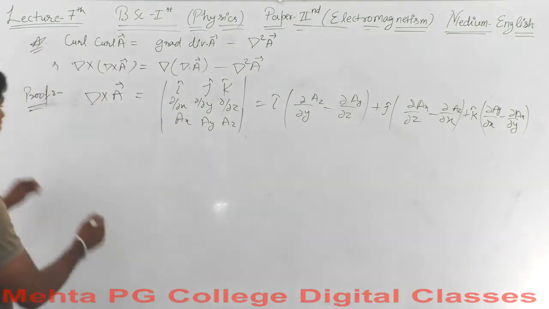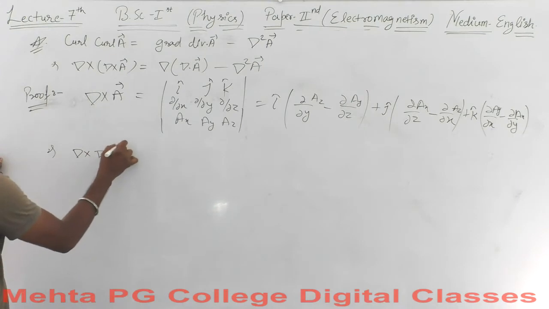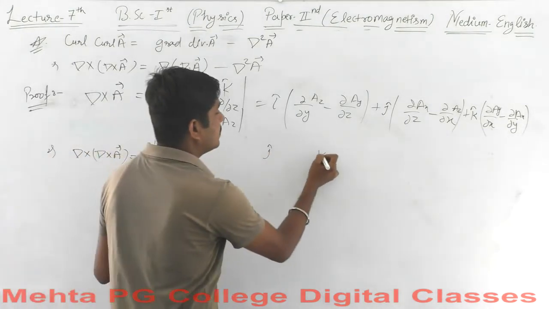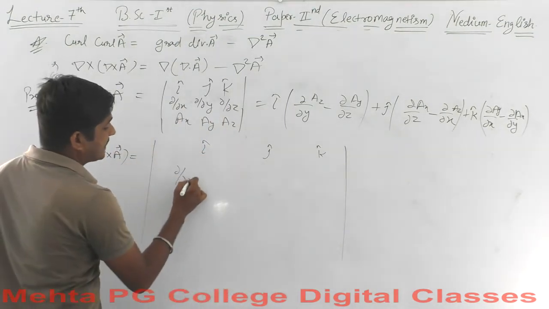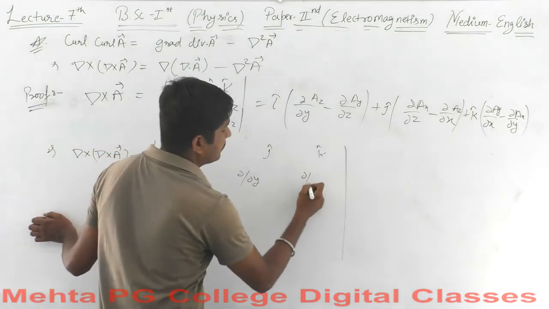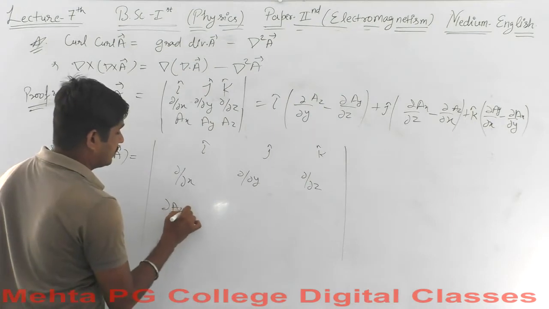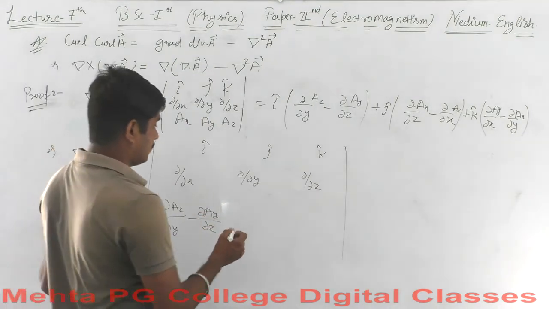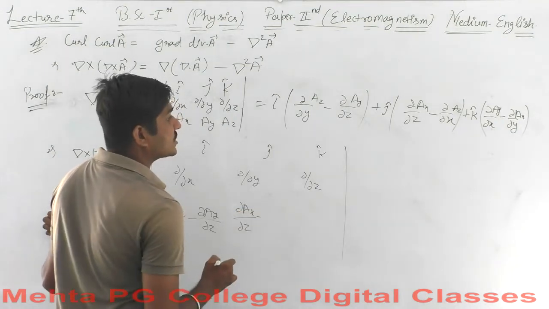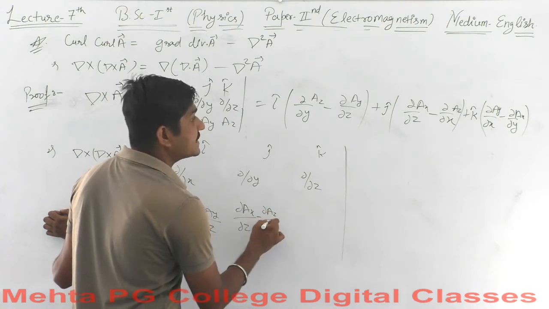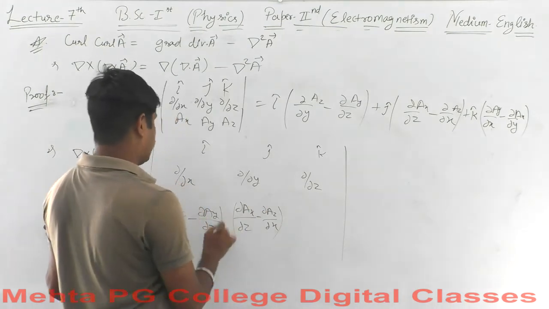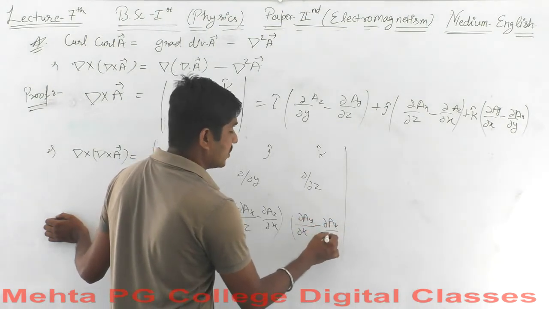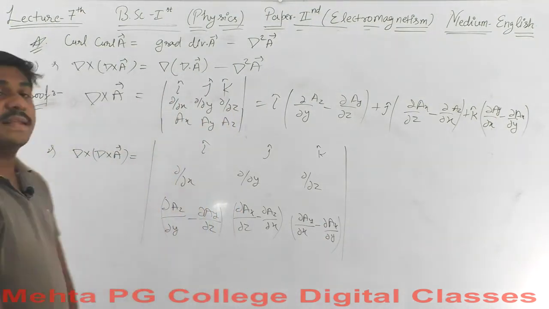So let's find out. Del cross A vector will be equal to the determinant again: i cap, j cap, k cap, and we will solve for ∂/∂x, ∂/∂y, ∂/∂z for ∂Az/∂y minus ∂Ay/∂z, ∂Ax/∂z minus ∂Az/∂x, and the remaining quantity ∂Ay/∂x minus ∂Ax/∂y. So let's proceed.